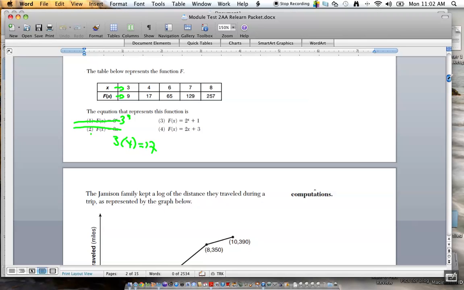Does 3 times 4 equal 17? No. That's done. Let's try 2x plus 1. Let's try 2 to the third plus 1. What's 2 to the third? 8 plus 1 is 9. Oh, that might work. Let's try 2 to the fourth plus 1. 2 to the fourth is 16 plus 1 is 17. So far they both work. Let's try 6. 2 to the sixth is 64 plus 1 is 65. And it works for all the rest of them, so choice 3 is the correct answer on that one.